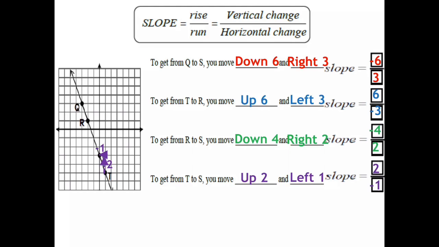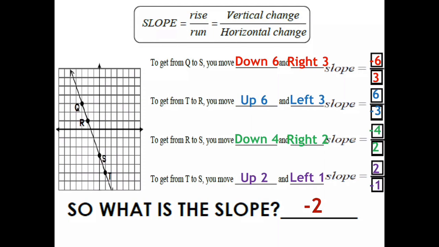And if you reduce all of these, you will get your slope to wind up being -2. Okay, if you look, -6 divided by 3, that's -2. 6 divided by -3, -2. Alright, -4 divided by 2 is -2, and then 2 divided by -1 is -2.